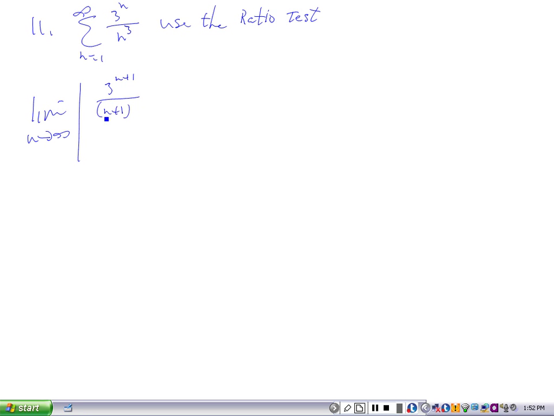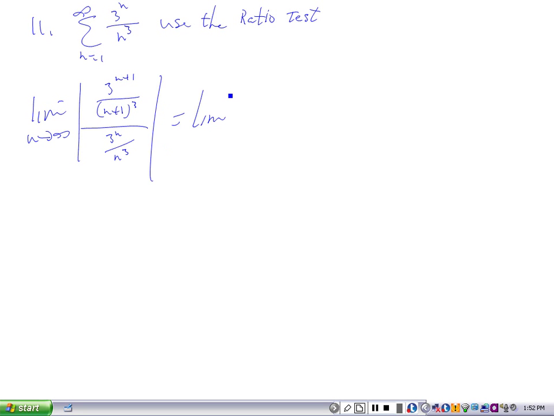Summation as n goes from 1 to infinity of 3 to the n all over n cubed. I'm going to use the ratio test here. It'll be difficult to use the nth term test. So for the ratio test, we have the limit as n goes to infinity of the absolute value of 3 to the n plus 1 over n plus 1 cubed divided by 3 to the n all over n cubed.